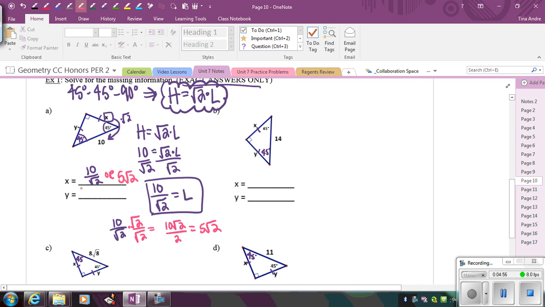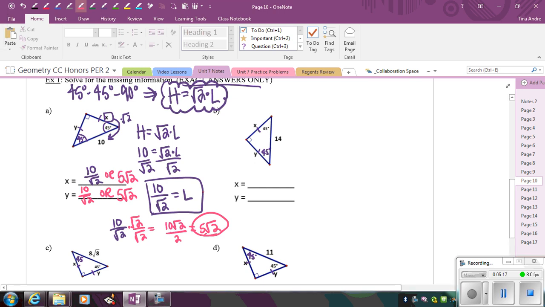So that means for y, it's going to be the exact same thing because these are the congruent legs of the isosceles right triangle. So really either form is acceptable. It's just if it's multiple choice, you're going to see only one answer. So let's go ahead and try another one.